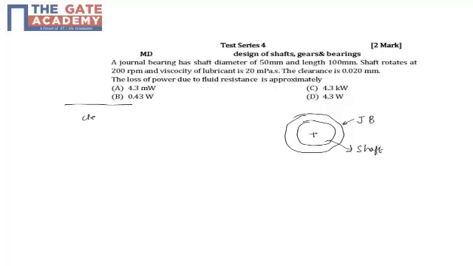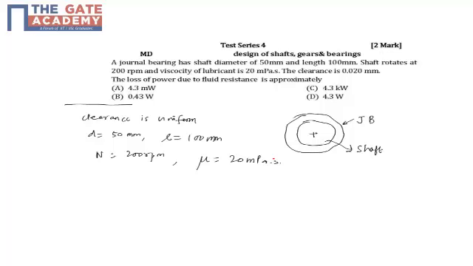Assuming that the clearance is uniform because nothing has been mentioned, and you don't have the hydrodynamic effect, it's just the shaft rotating in a bearing, and the clearance is uniform. The dia is given as 50 mm, the length is 100 mm, the shaft rotates at 200 rpm, and the dynamic viscosity is given in Pascal seconds. The clearance is 0.020 mm and the loss of power is asked.